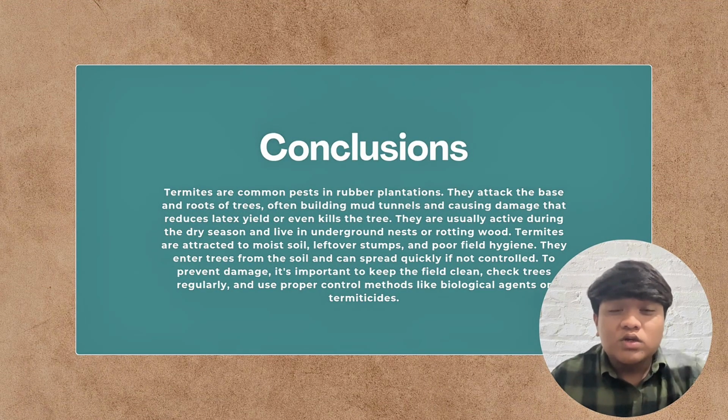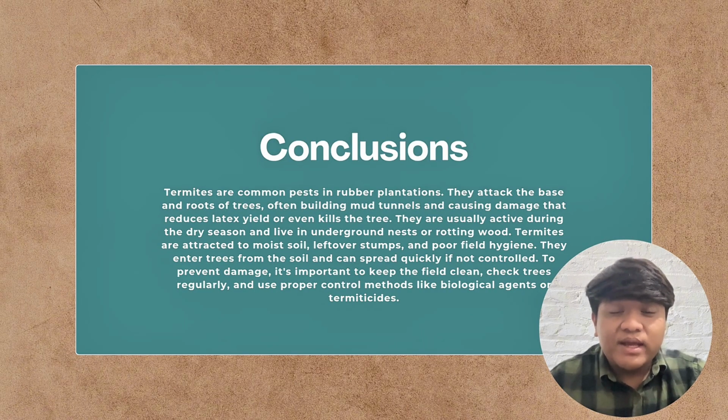So, in conclusion, termites, especially Odontotermes obesus, are a serious threat in rubber plantations. They attack the bark and roots, build protective mud tunnels, and weaken trees from within. They are most active in the dry season and they prefer poorly maintained moist environments.